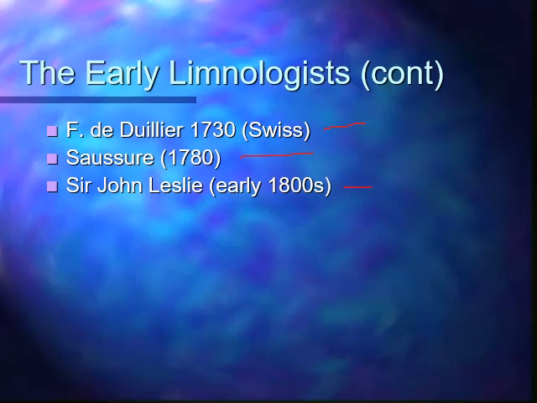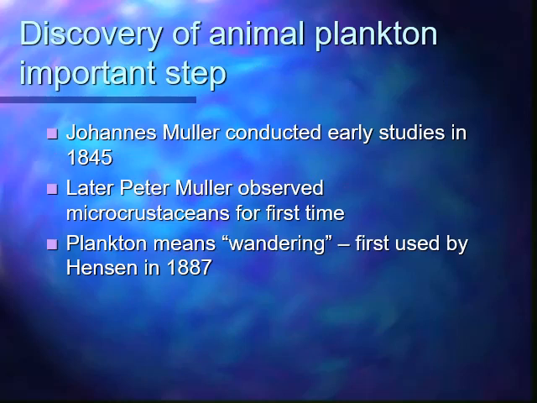Sir John Leslie looked at light and heat and water temperature and wind and looked to see how they affect lakes. Now he didn't actually take the data himself. James Jardine, a civil engineer, took the data, and Leslie just kind of analyzed it. Johannes Muller did some early studies, 1845. Peter Muller, I don't think they're related, observed microcrustaceans, so he was a biological limnologist.